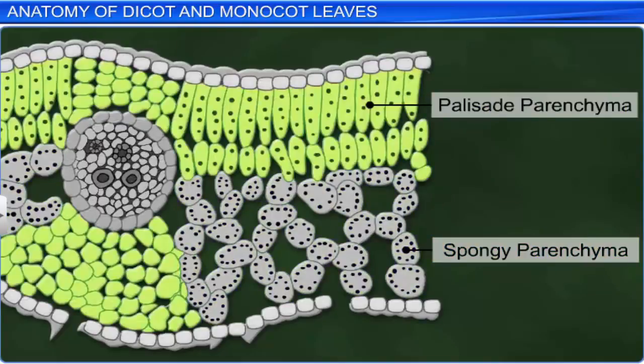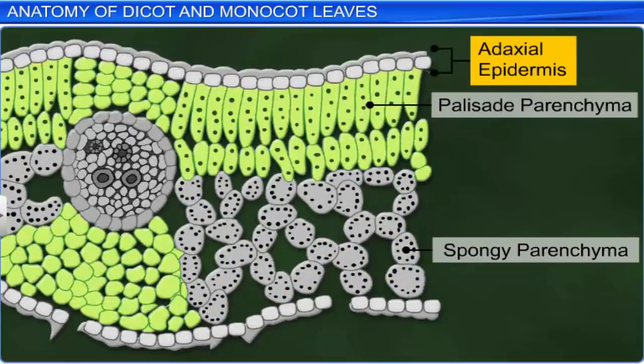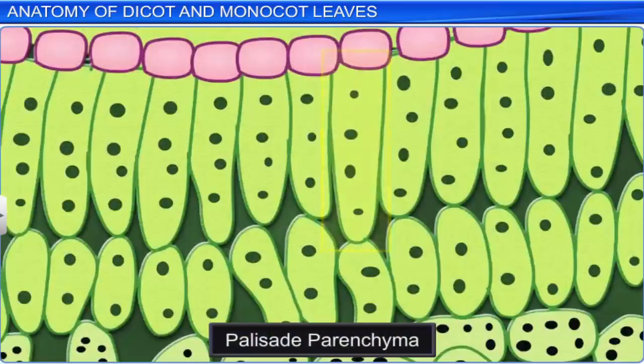The palisade parenchyma, located near the adaxial epidermis, is made up of elongated cells arranged vertically and parallel to each other. These cells have fewer intercellular spaces.